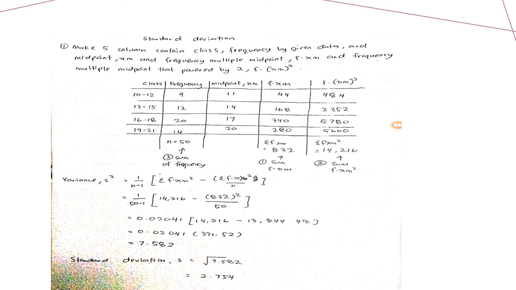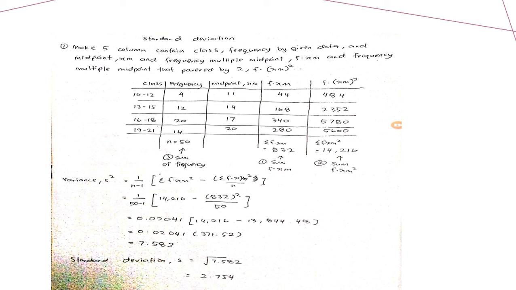Next, we need to find the sum of frequency, the sum of frequency multiplied by midpoint, and the sum of frequency multiplied by midpoint squared, fxm square. Here we got the answer: 50 for the frequency, 832 for the fxm, and 14,216 for the fxm square.